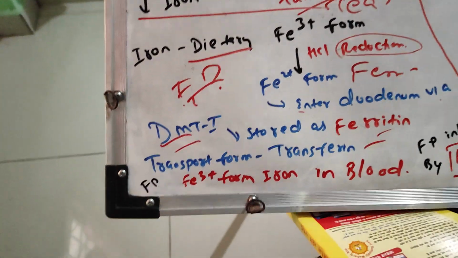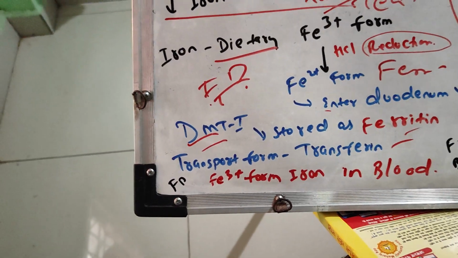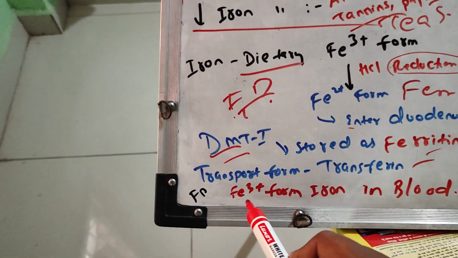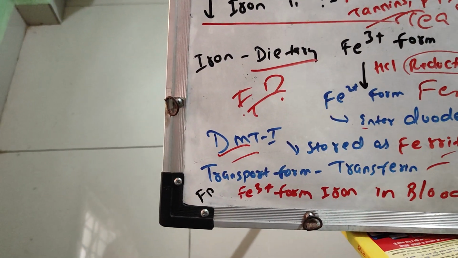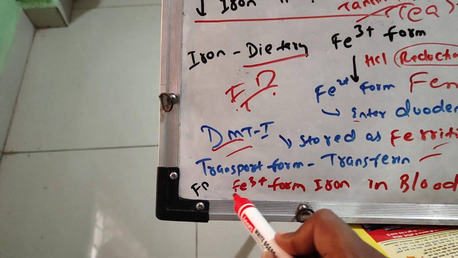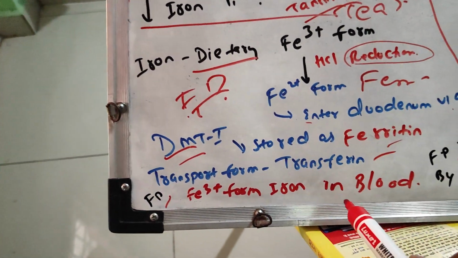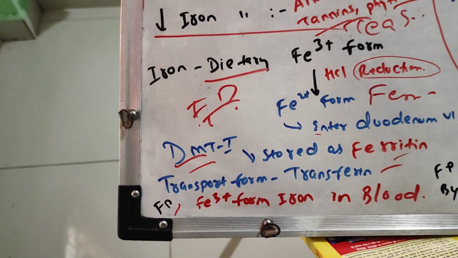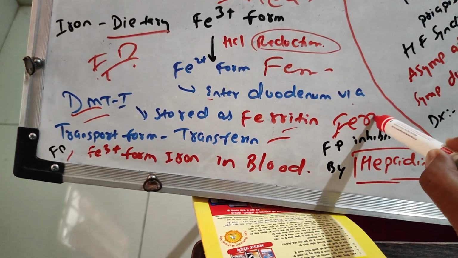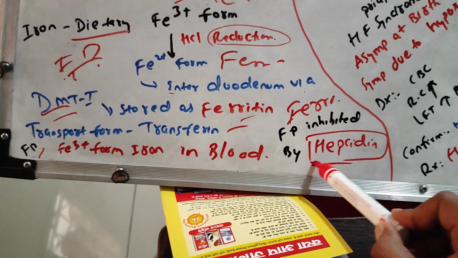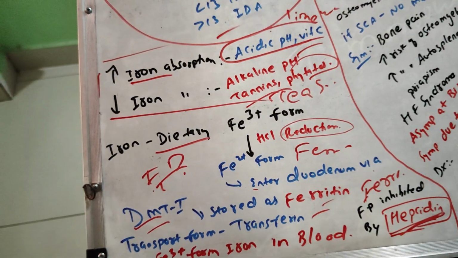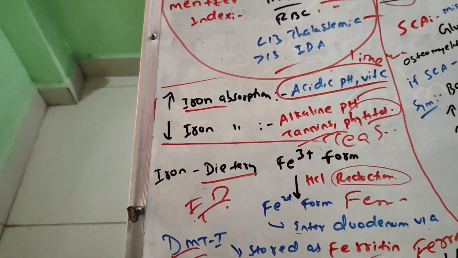And also, guys, when the iron goes back into the blood, it is in the ferric form, and it goes out through ferroportin. Ferroportin is the one which sends iron into the blood in the ferric form. This ferroportin is inhibited by hepcidin. This is what you have to learn about iron. There is going to be one MCQ.